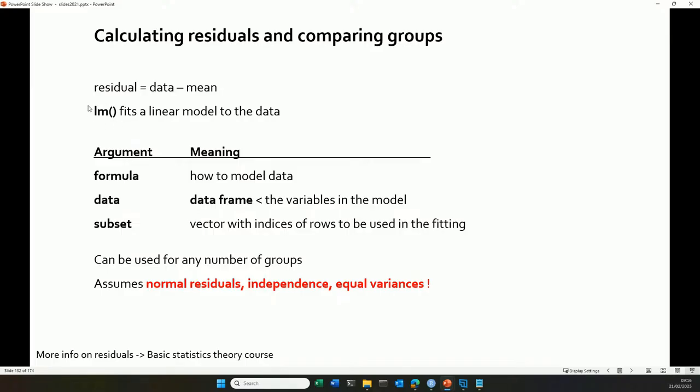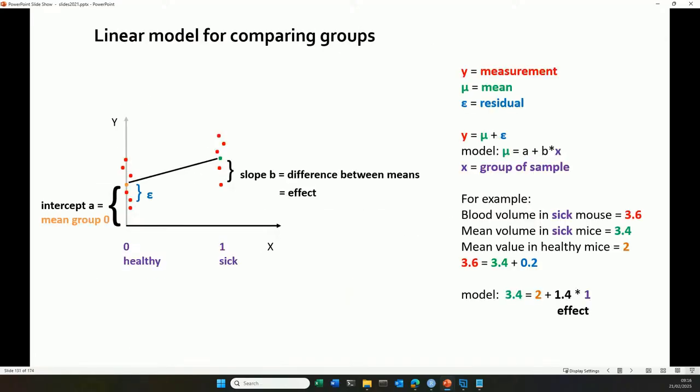Does anybody recognize this function? We have used it before. Linear regression was done using the LM function. Remember linear regression, fitting a line to your data? So this is exactly the same approach that is used in R for comparing groups. R performs a linear regression on the data. So this is the use of linear regression for comparing two groups.